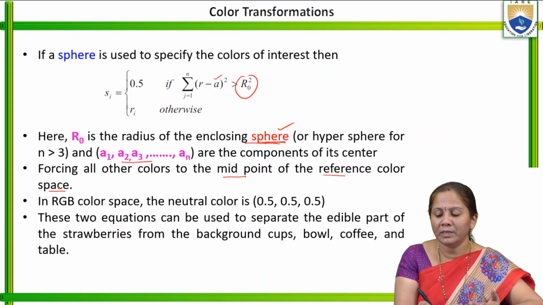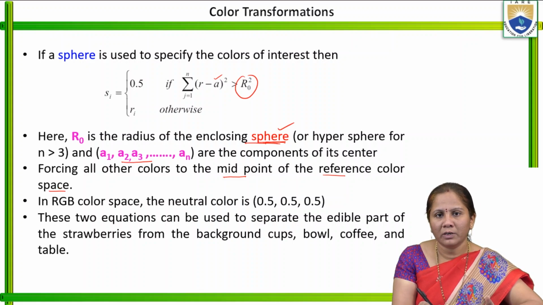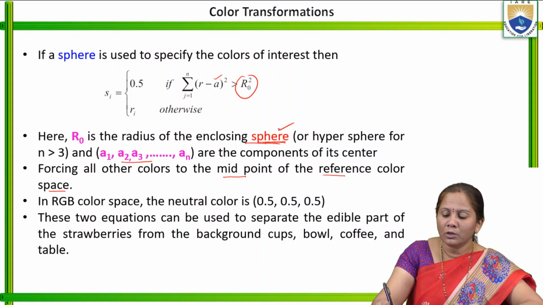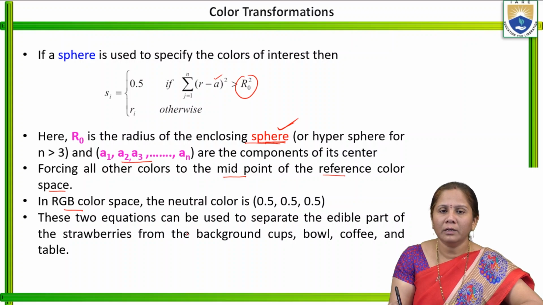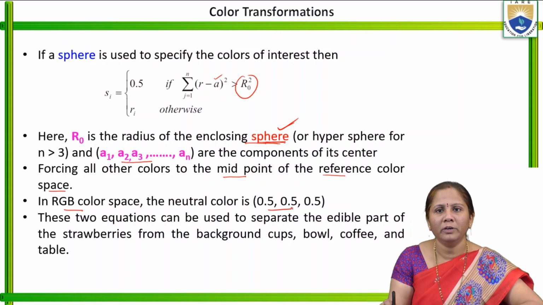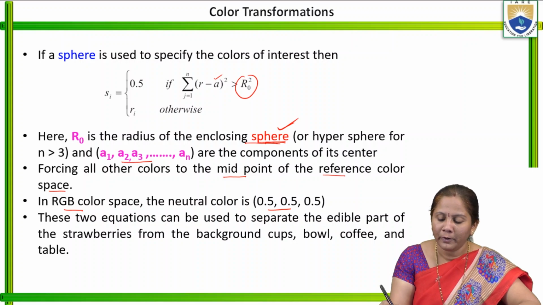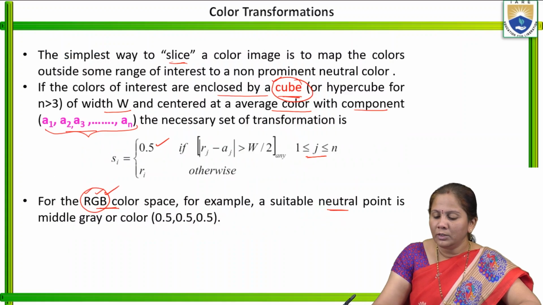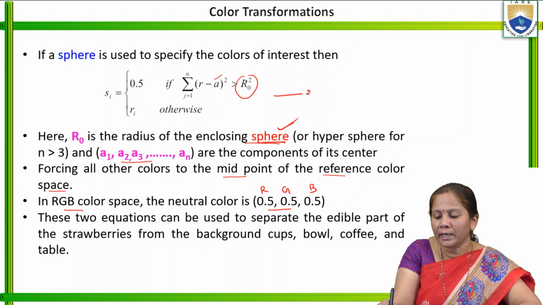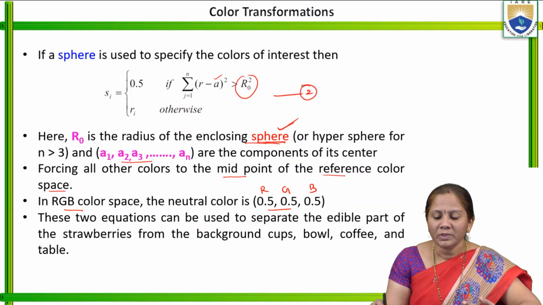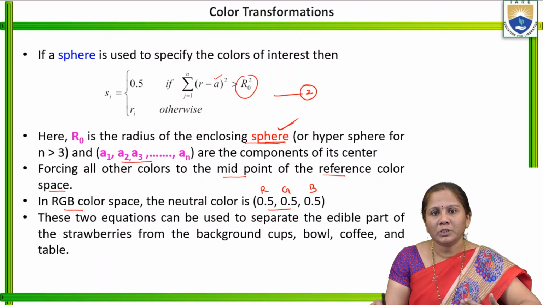Previously, while considering the cube, we used the RGB color model as an example. Here also, if we consider the sphere and apply the RGB color model, the neutral color we can consider is maybe 0.5, 0.5 and 0.5. These are the RGB values. So these are the two equations: this is one equation and this is the second equation. Now let us apply the two equations and see which transformation is better.